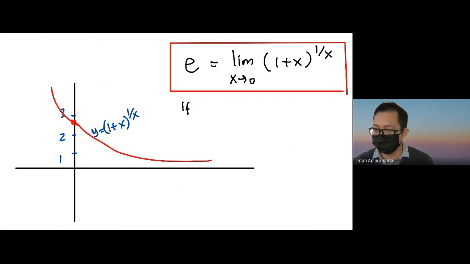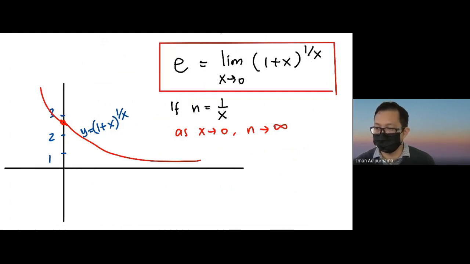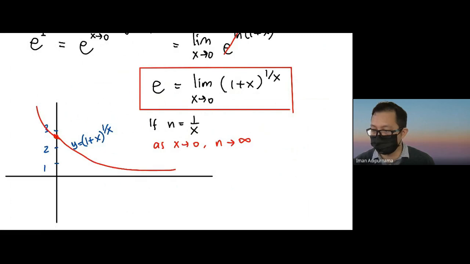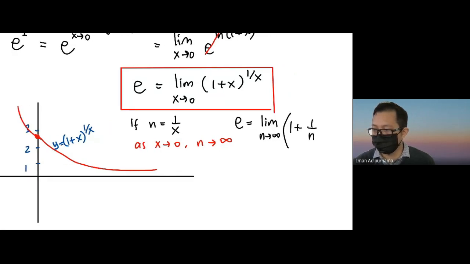Okay, if n is our 1 over x, so as x is approaching 0, then n will approach infinity, right? So we can also change this expression with e equal limit as n approaching infinity of 1 plus 1 over n.